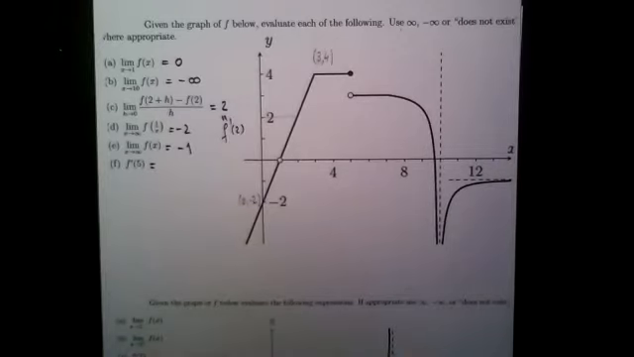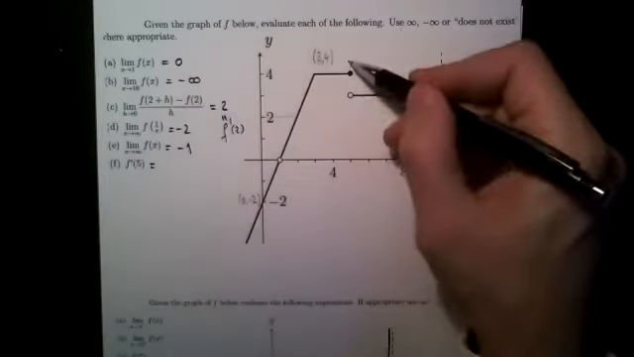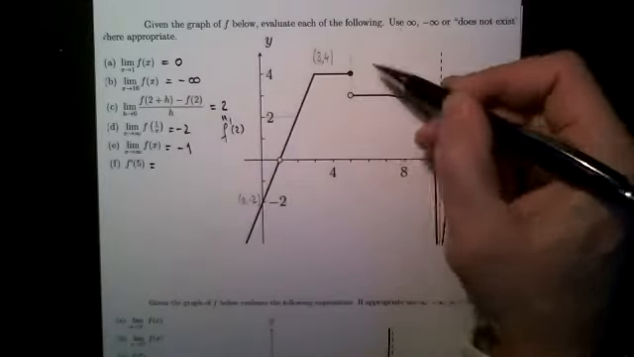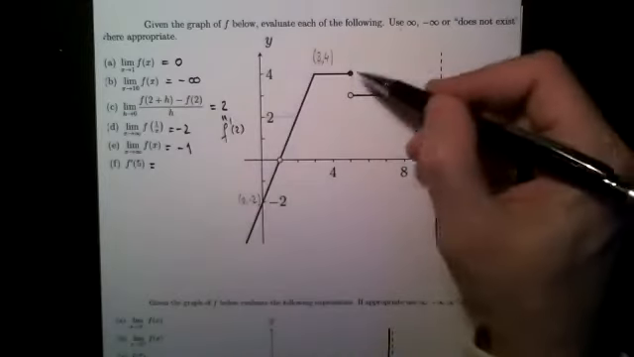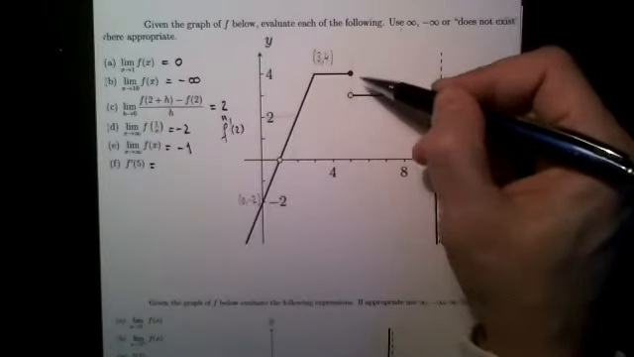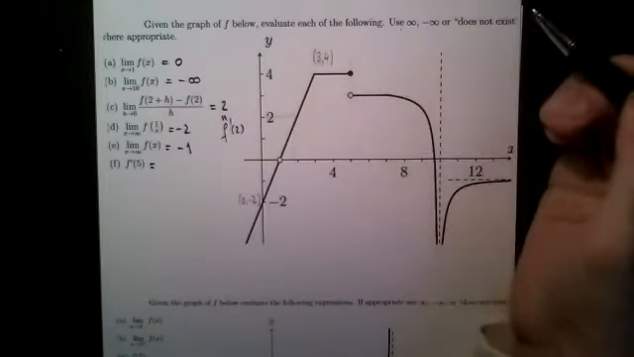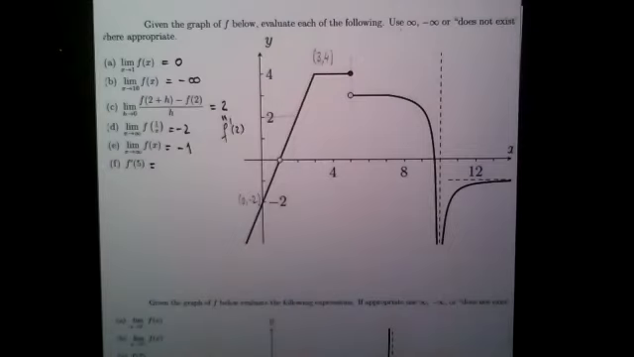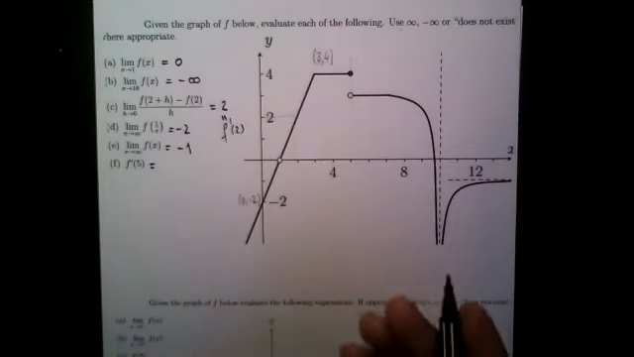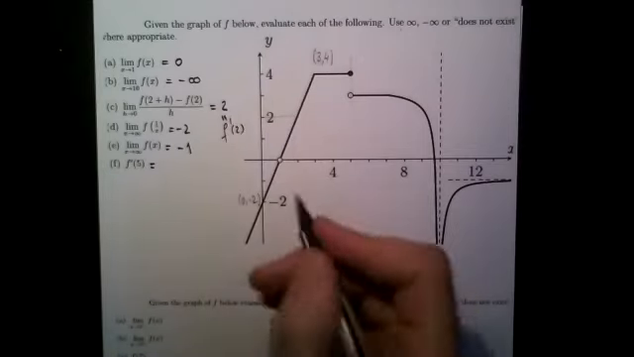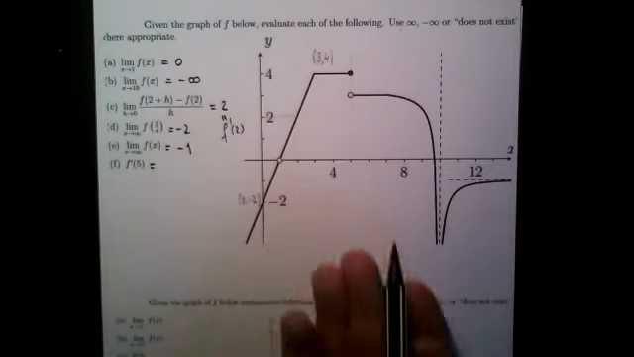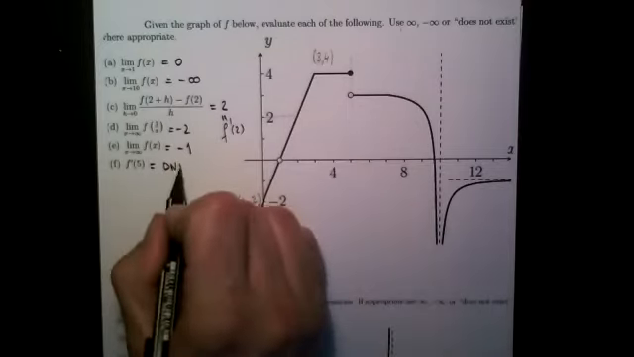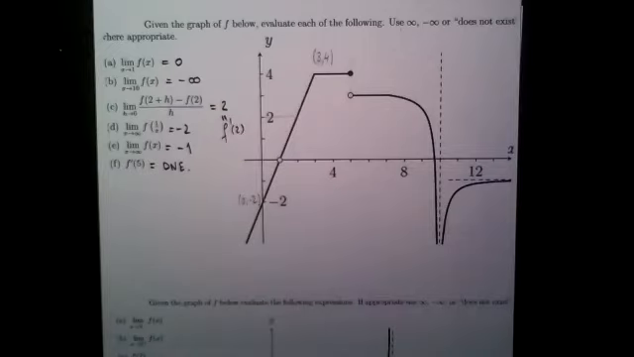It does not exist because at 5 the function is not continuous, and since it's not continuous, it's not differentiable. There's no slope at 5. Not only is it not smooth, there's even a jump there. You can't find a tangent here. So it does not exist. Next.